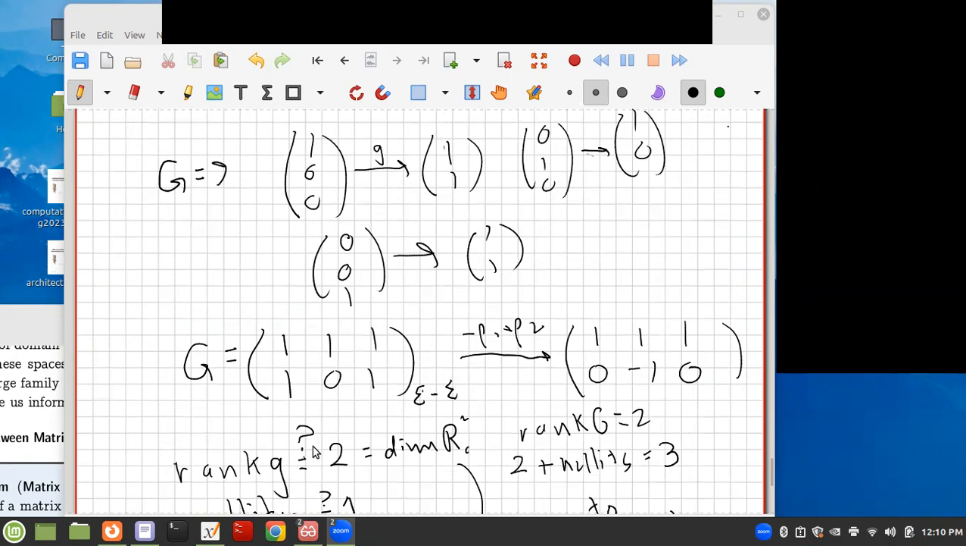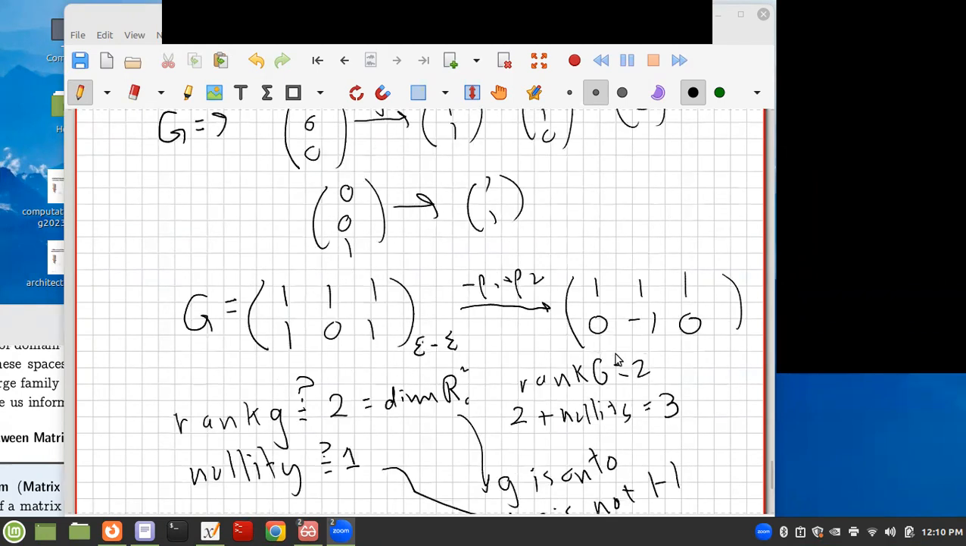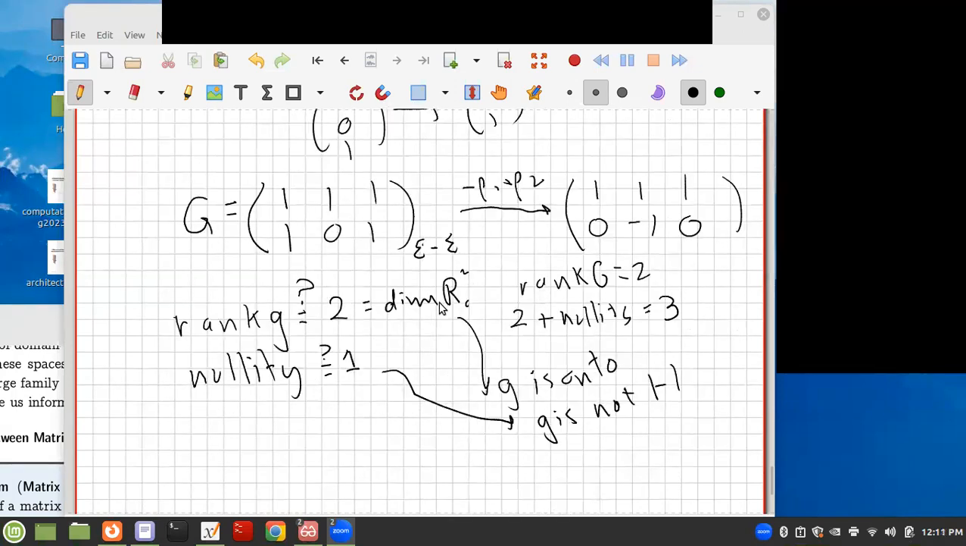And then in order to find the rank of the map, we put the matrix that represents the map into echelon form and find the rank of the matrix, which is the rank of the map, which turns out to be the same as the dimension of the codomain space R2, so that means that G is onto. Now, from the dimension formula, we know that the rank plus the nullity equals the dimension of the domain, which is 3. So the rank 2 plus the nullity equals 3. The nullity is 1, which means that G is not 1 to 1.